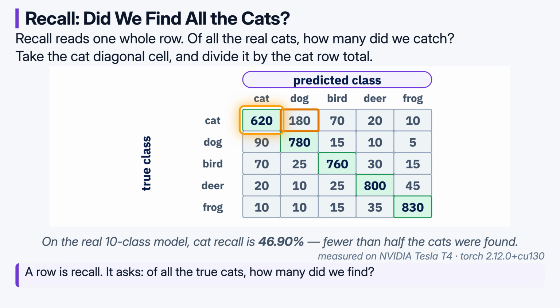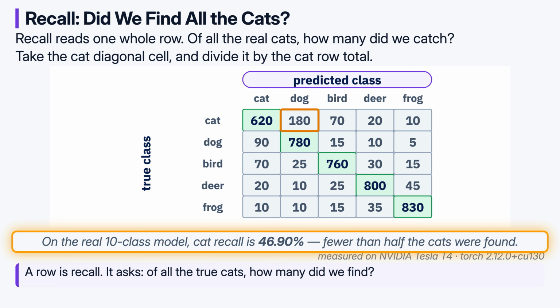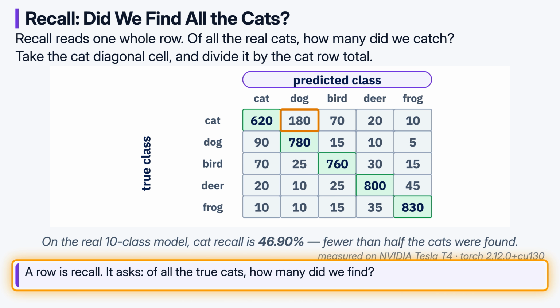This diagonal cell is the cats we got right. Recall divides it by the whole row total. On the real 10 class model, cat recall is 46.9%. Fewer than half the cats were found, measured on a Tesla T4. A row is recall. It asks, of all the true cats, how many do we find?